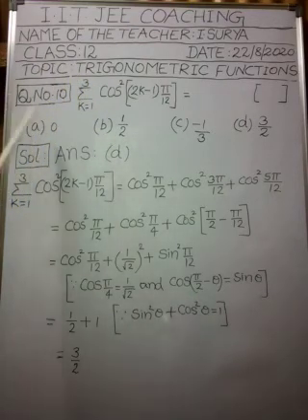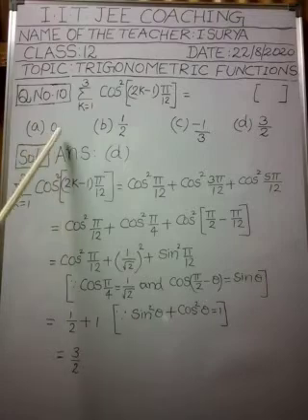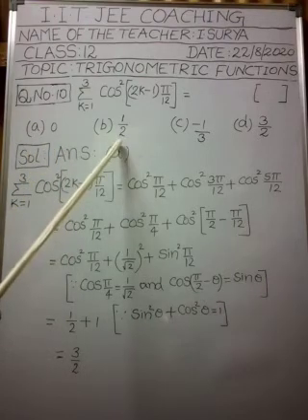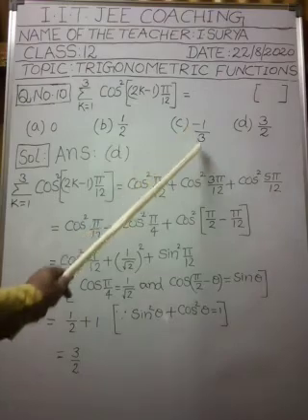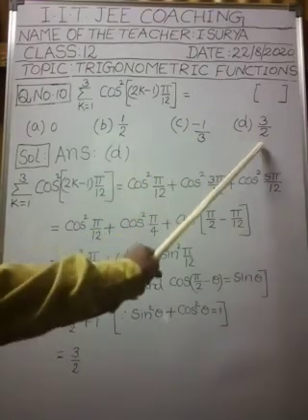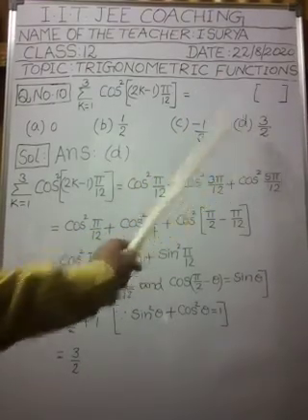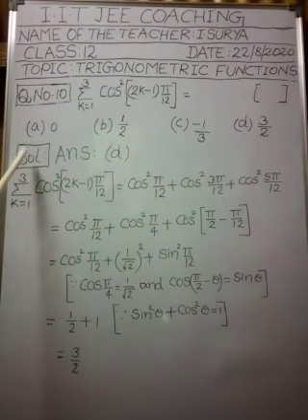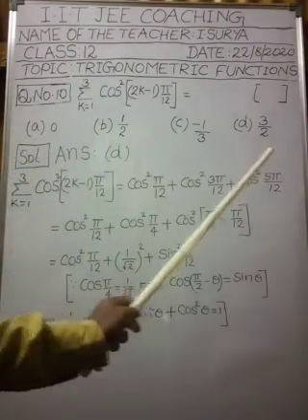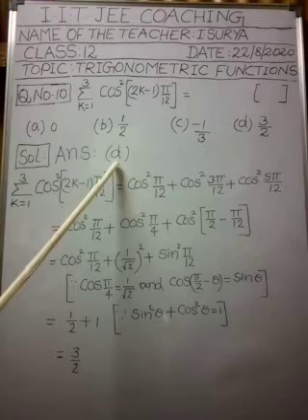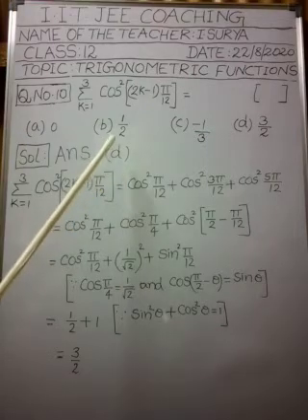Okay, my children. Now come to the options. First option is 0. Second option is 1 by 2. Third option is minus 1 by 3. And fourth option is 3 by 2. Okay, my children. Right. Let us see out of all these four options, the fourth option is the correct option. Let us see the explanation part.